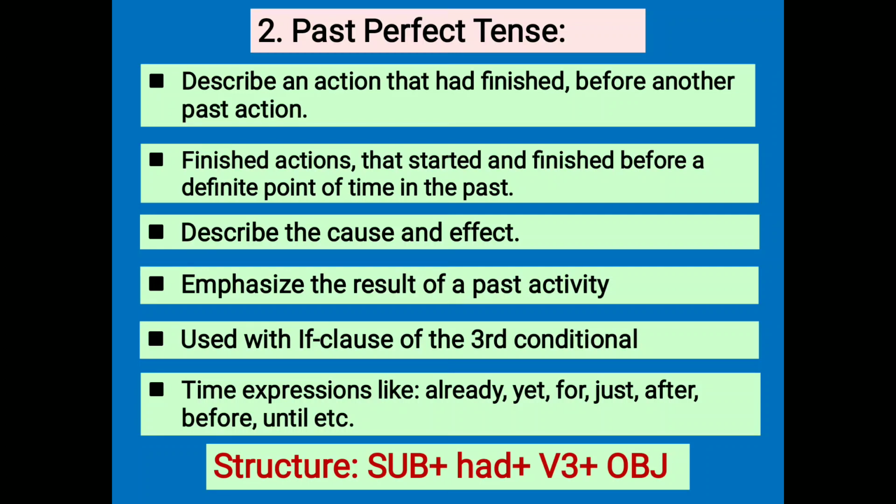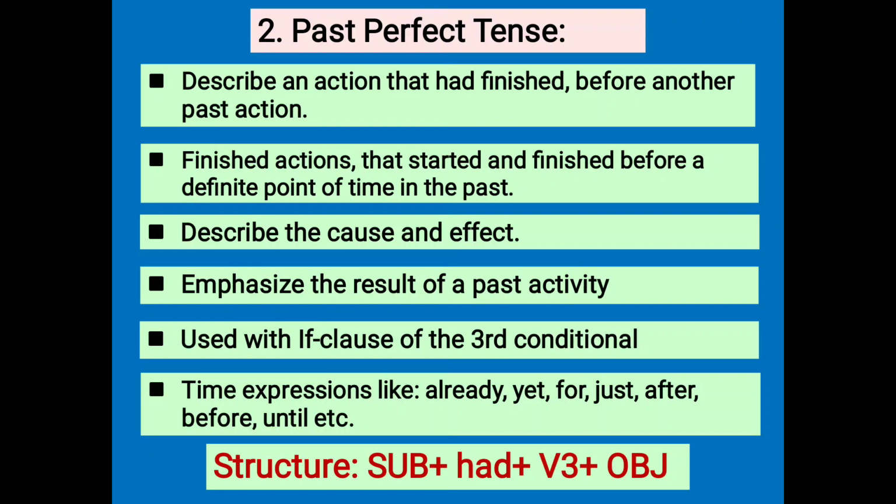How to identify whether we are using past perfect tense or not? It can be identified when we find time expressions like already, yet, for, just, after, before, until, and so on. These are some of the examples of time expressions which are used along with past perfect tense form of the verb. And what is the sentence structure that is being followed? This is the sentence structure.